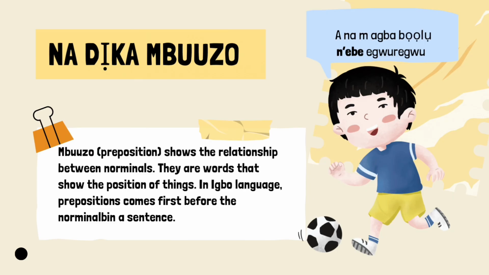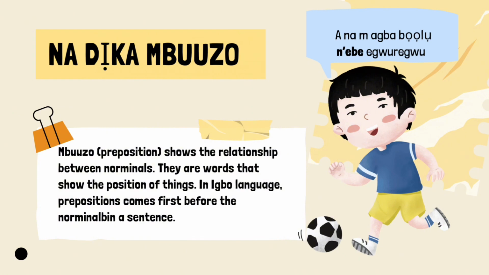Now moving on, let's look at na functioning as a preposition. Na dịka mbuzo. Now we know mbuzo, preposition. Generally, we know that it tells the position of things, whether it is on the table, under the roof, and also it shows the relationship between nominals. Now, one beautiful thing about mbuzo, that's preposition in Igbo language, is that it comes before the nominal. You get it? So mbuzo, as the name implies, means comes first.